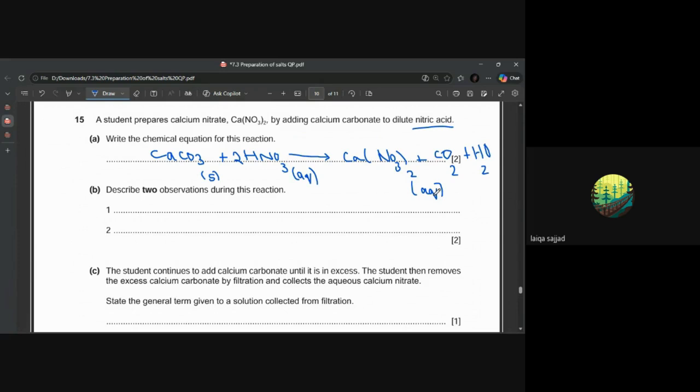Okay, so what about the state symbols for carbon dioxide and water? Water will be liquid and carbon dioxide gas. Very good.